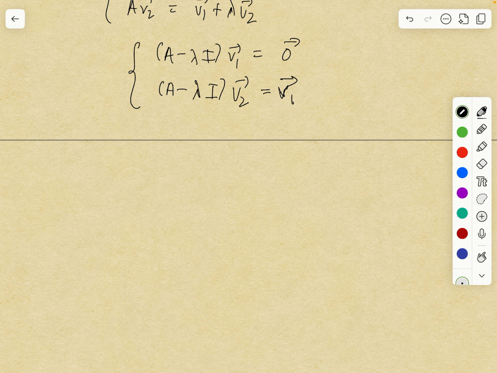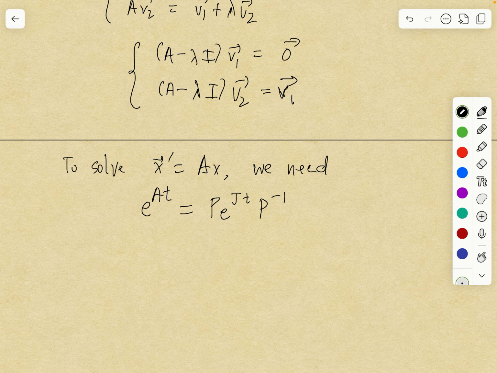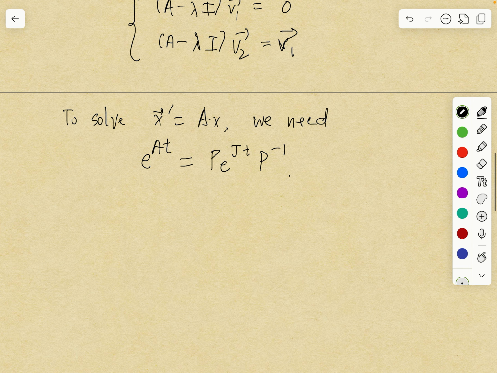And so remember that to solve x prime equals Ax, the solution involves e to the At. We know that e to the At is equal to P e to the Jt P inverse. So you just need to know what P is, but we know what P is, and now we just need to find e to the Jt. So the question is, what is e to the Jt? That's what we're going to do in the rest of this video, the calculation.